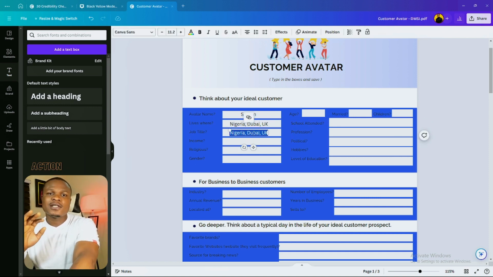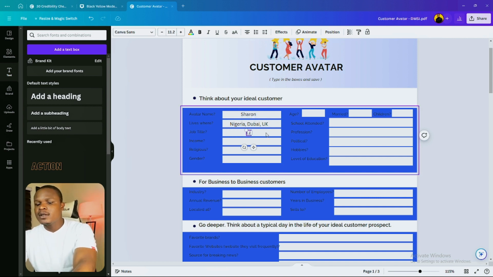The next part would be what is Sharon's job description? What kind of job does Sharon do? So I would say Sharon is a lawyer, a virtual assistant, a real estate agent. Sharon is also a tech person.